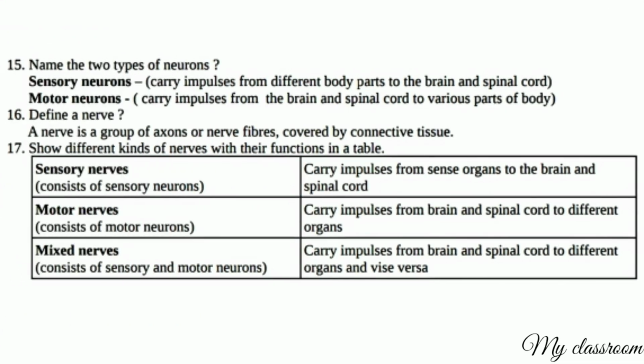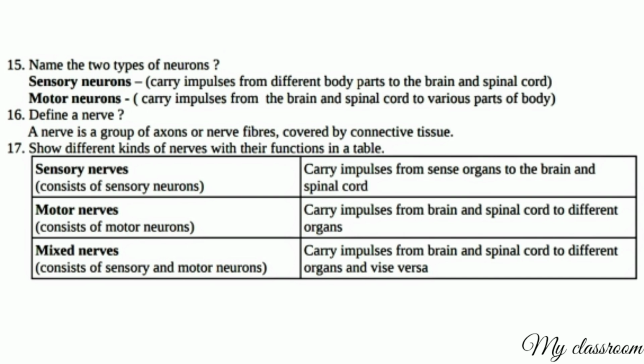Name the two types of neurons. Sensory neurons carry impulses from different body parts to the brain and spinal cord. Motor neurons carry impulses from the brain and spinal cord to various parts of the body. Define a nerve. A nerve is a group of axons or nerve fibers covered by connective tissue. Show different kinds of nerves with their functions in a table.